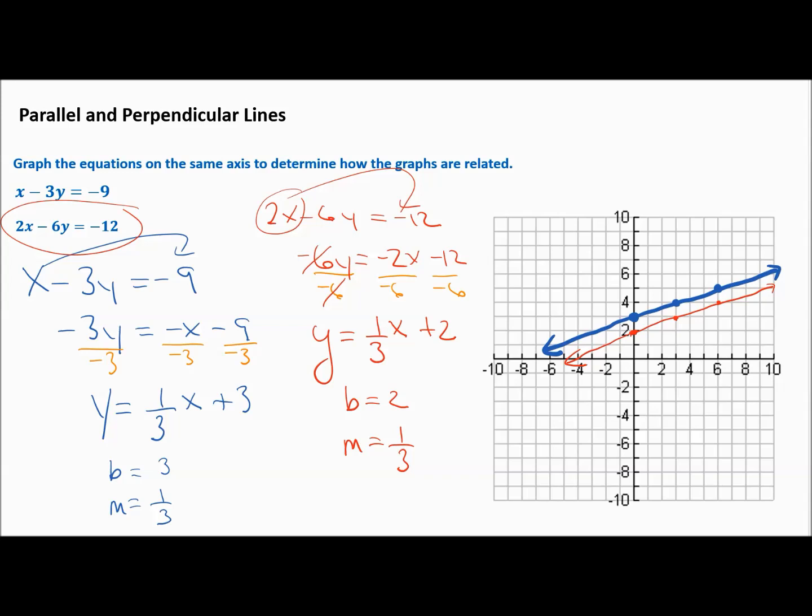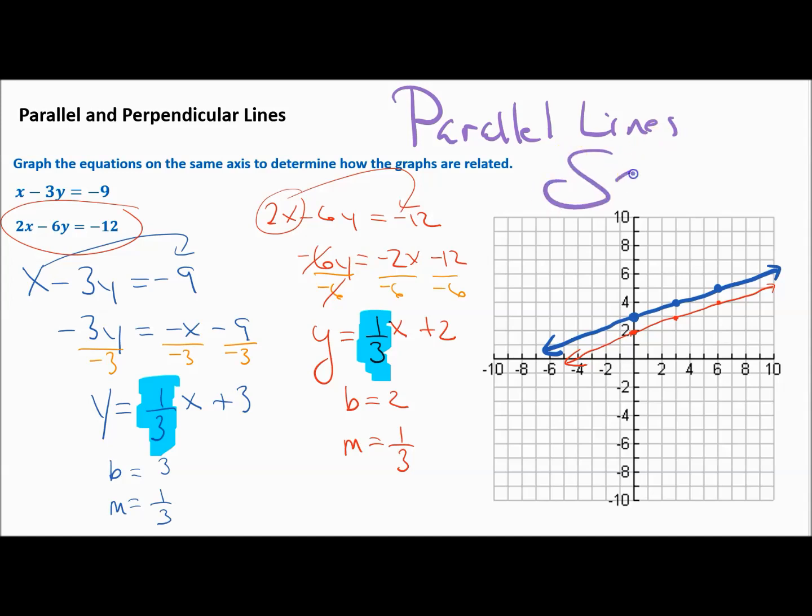Now here's what I want you to notice about the significance of this. When I have these in y equals mx plus b form, the slope of the first one, notice, was 1/3. The slope of the second one was 1/3. So important stuff here is parallel lines have the same slope.